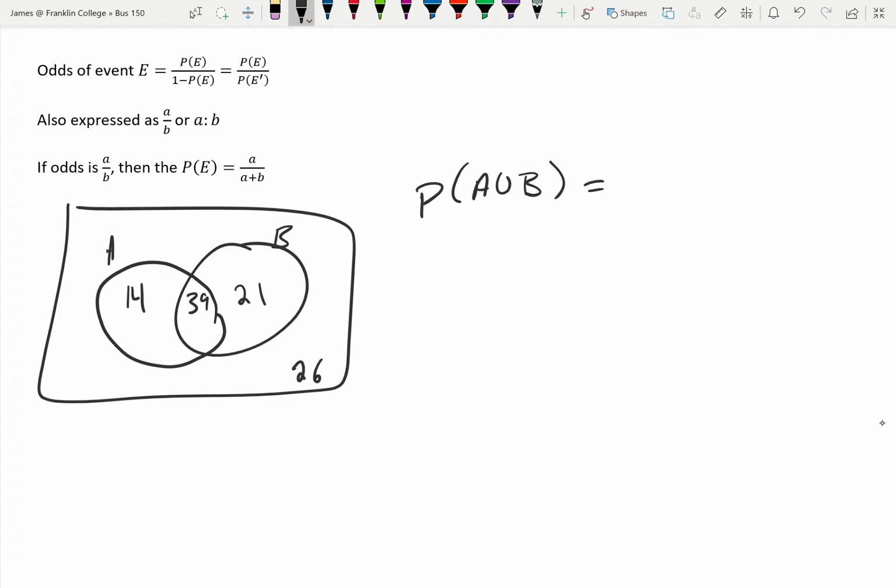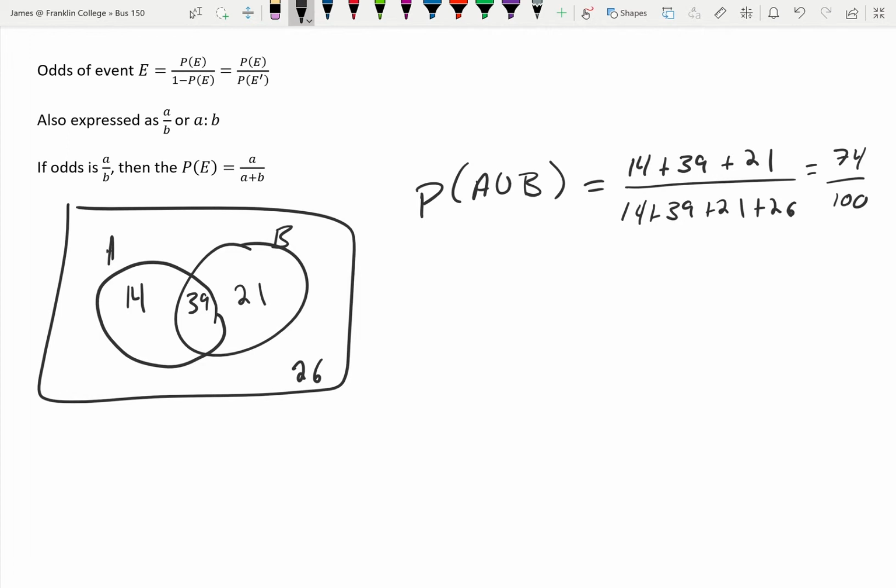So this is going to equal 14 plus 39 plus 21, because that's all the elements that are in the union of A and B, all divided by all of the elements total in the sample space. And this is going to equal 74, all divided by 100.